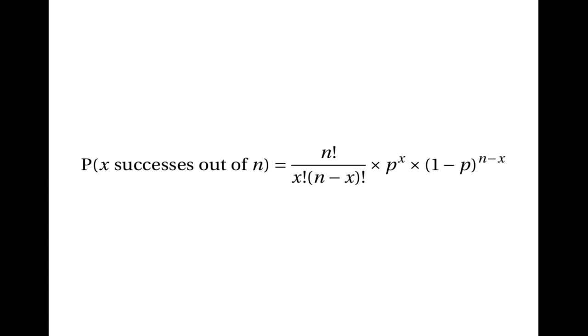So now we can give a more helpful version of the binomial formula. We can say that the probability of x successes out of n is n factorial over x factorial times n minus x factorial times p to the power of x times 1 minus p to the power of n minus x. And this is the key formula that you need to remember in the context of the binomial distribution.